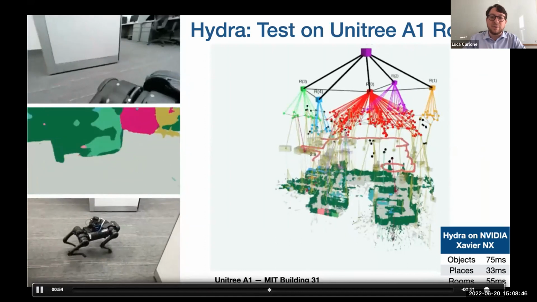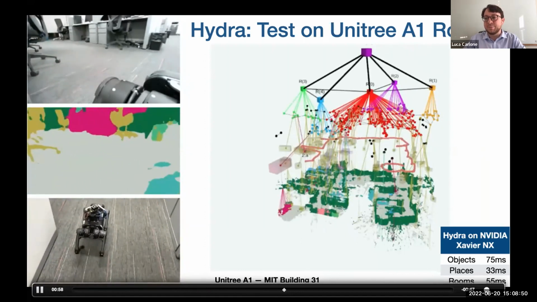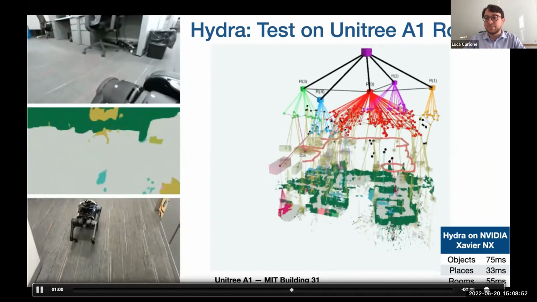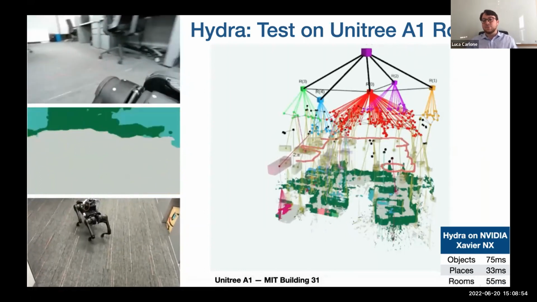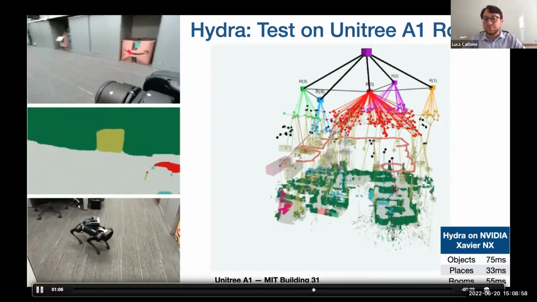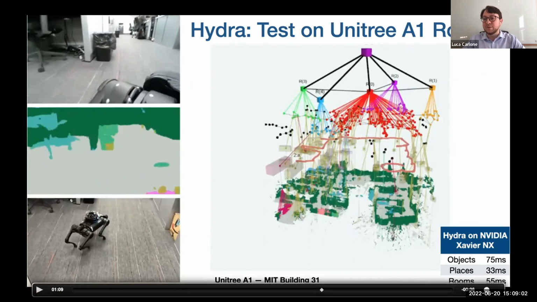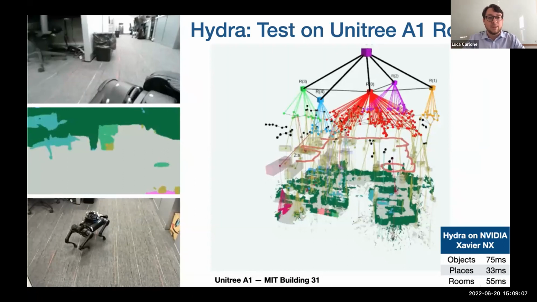I think the most encouraging bit of this slide, more than the reconstruction that can be largely improved, is the timing result that you see at the bottom right. This is the timing it takes to construct the scene graph on Xavier NX, which is an embedded computer. And you can see that you can reconstruct the graph of places, objects, and rooms in a matter of milliseconds. So this is something that we can easily implement right now on a robot.